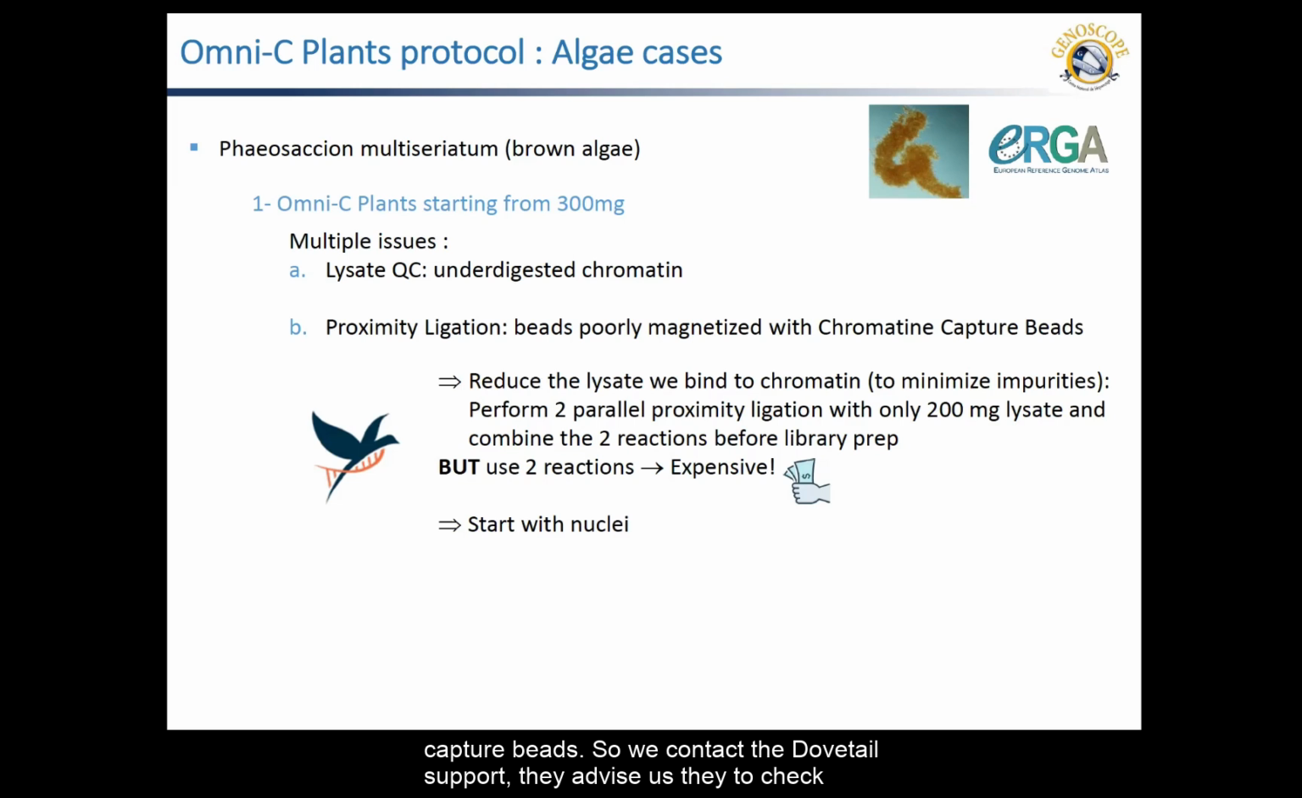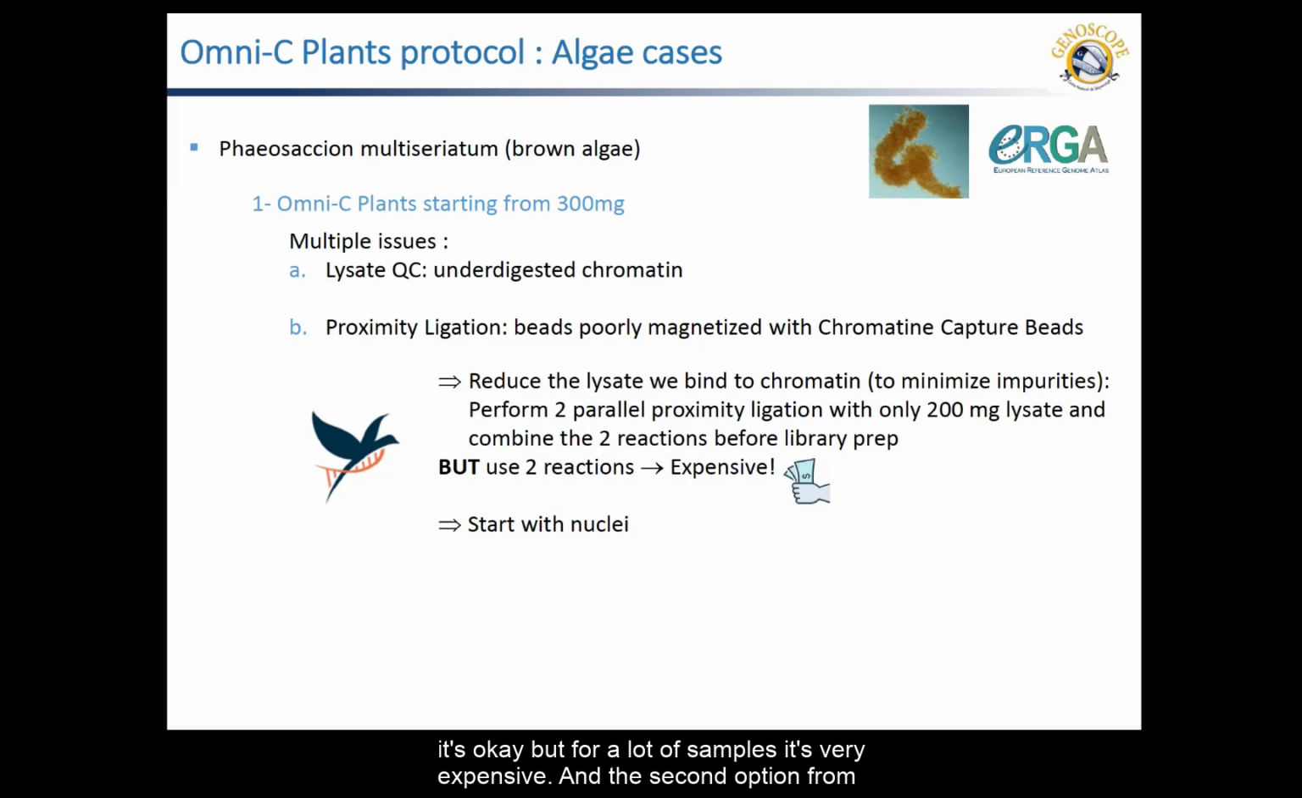They advised us to reduce the lysate which binds to the chromatin to minimize the impurities. So, as we discussed previously, we should perform 2 parallel PL reactions with only 200 milligrams of lysate and combine the 2 reactions before library prep. But it means 2 reactions, and for 1 sample it's okay, but for a lot of samples it's very expensive.